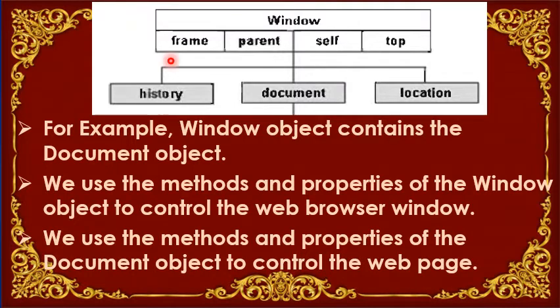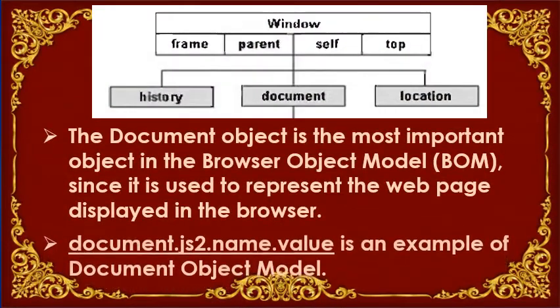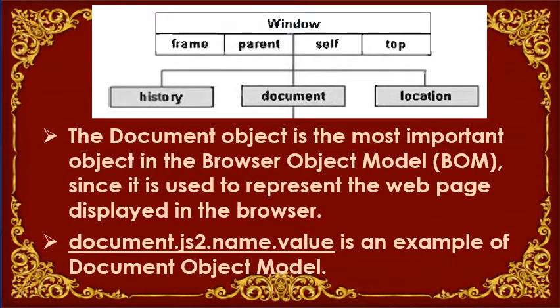For example, the window object contains the document object. We use the methods and properties of the window object to control the web browser window, whereas we use the methods and properties of the document object to control the web page. The document object is the most important object in the browser object model, since it is used to represent the web page displayed in the browser.